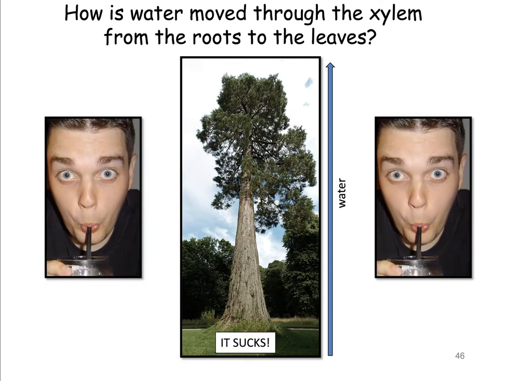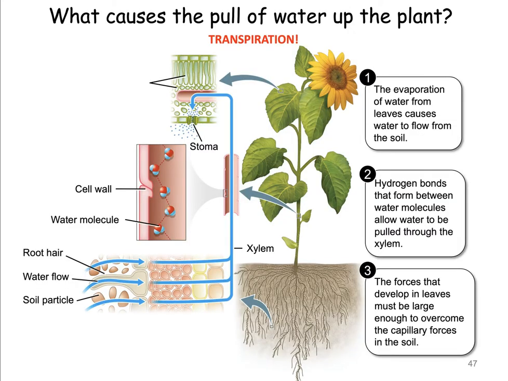So obviously this is not the same way that us sucking on a straw works, but in a lot of ways it is very similar. Instead of using muscle movements of pursing your lips and pulling with those muscle movements, trees create this suction through evapotranspiration, okay? So what causes the pull of water up the plants?